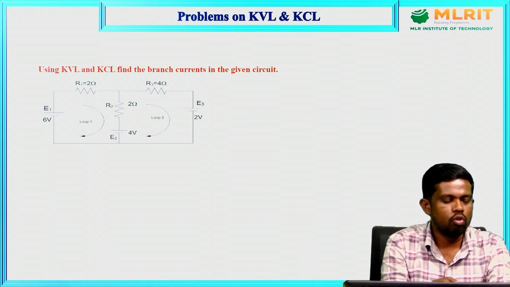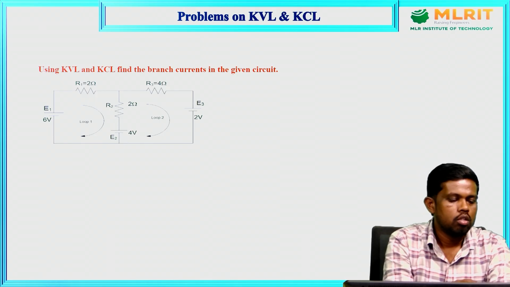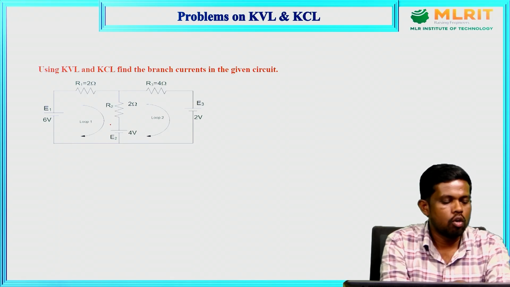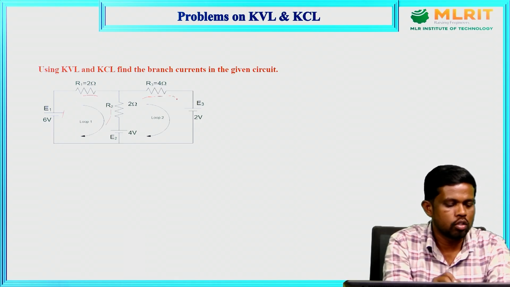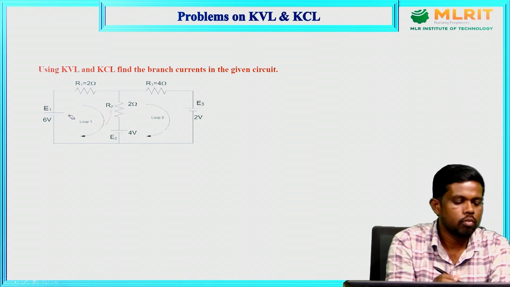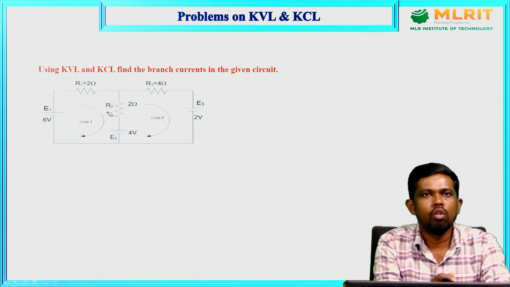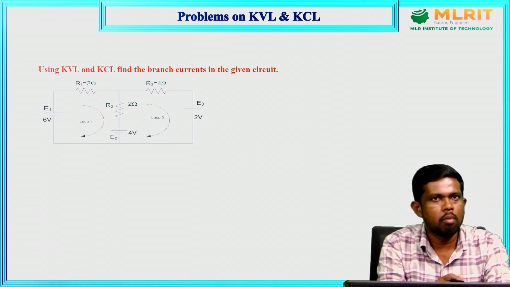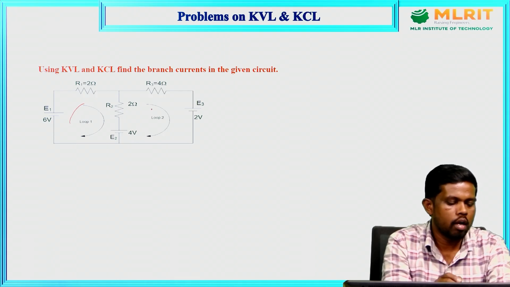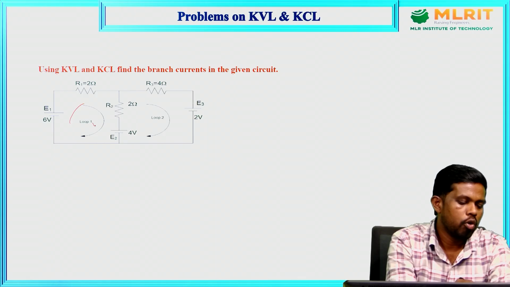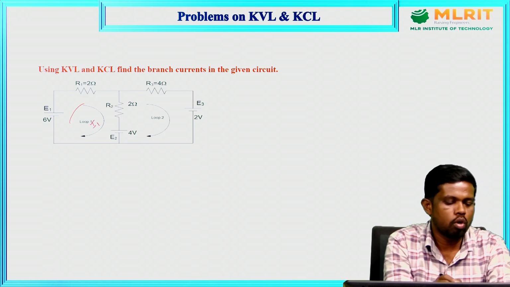Based on the Kirchhoff voltage law, this is the given circuit. Using the circuit, we need to apply the Kirchhoff laws to determine the current through each branch, the current through each element. This is branch 1, branch 2 and branch 3. Before applying the Kirchhoff voltage law, first we would like to identify the number of closed loops. In this network, we find only two closed loops: loop number 1 and loop number 2. The loop number 1 current is given as I1, and the loop number 2 current is I2.